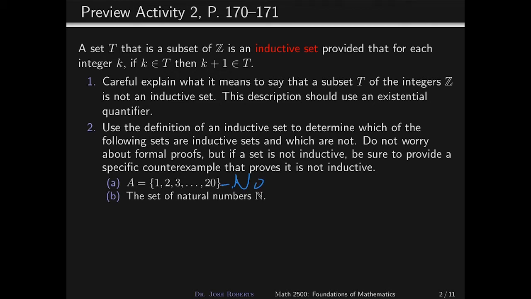Second one, the set of natural numbers. Well, is this an inductive set? Think about it for a couple seconds. If you think about it, you'll see that it is. It has to be, right? Remember the definition. If k is in the set, k plus 1 has to be in the set. Well, for any natural number you pick, if you add 1 to it, you're going to get another natural number.